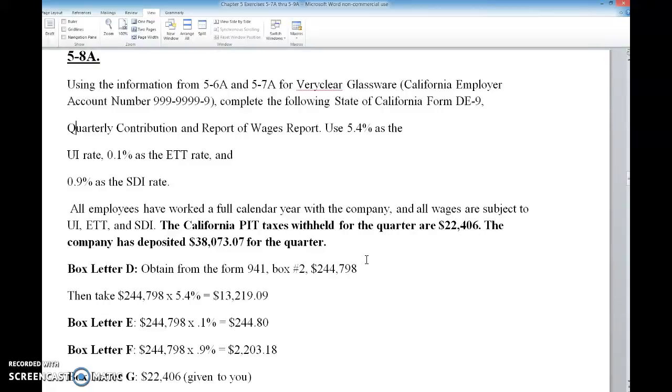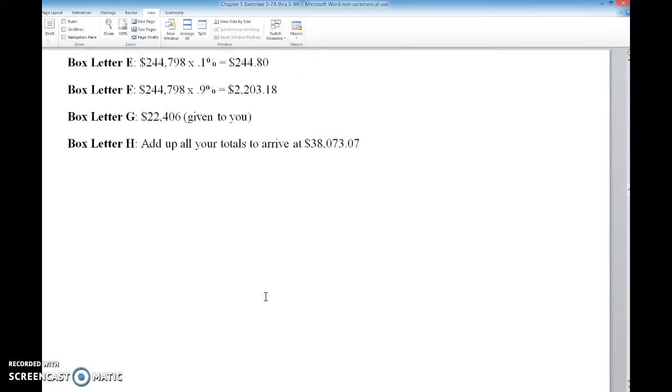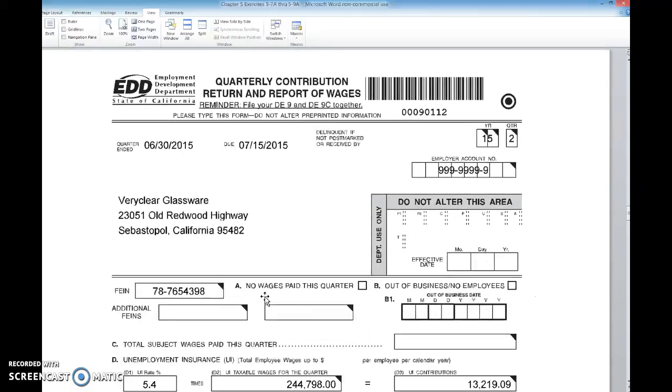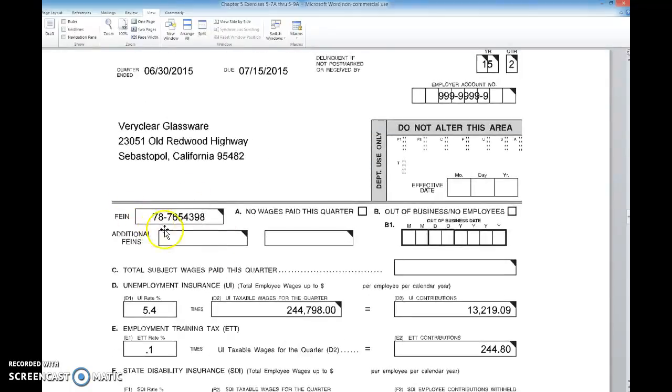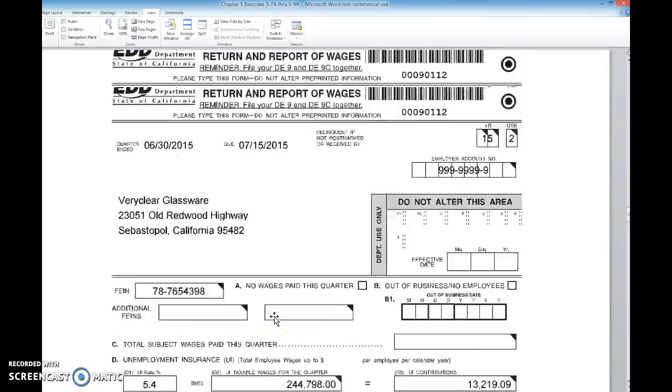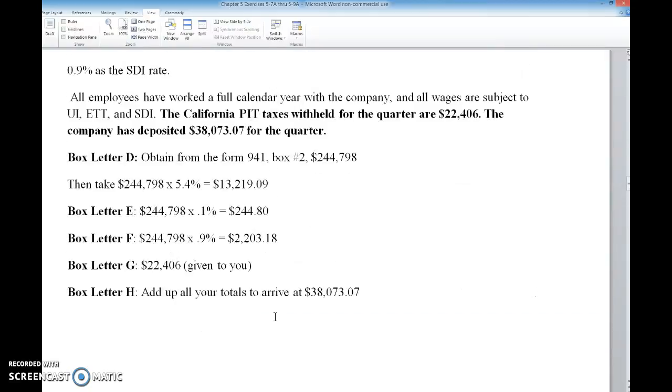California PIT wages, taxes withheld for the quarter are $22,406. The company has deposited $38,073.70 for the quarter. So if you look at the form, as you know, you're going to fill in the federal employer identification number. In box D, you're going to fill in the rate that is given to you at 5.4%, and then times the taxable wages, which is given to us as $244,798. And remember, this is obtained from form 941, box number 2.